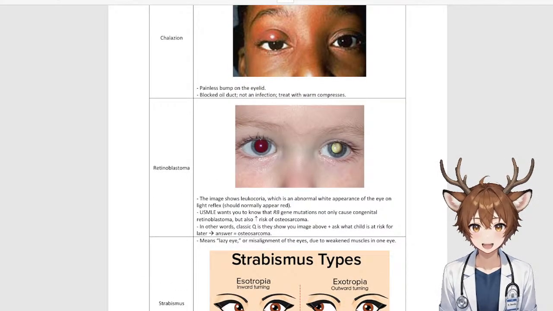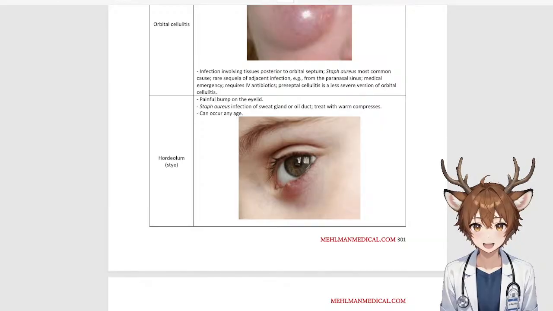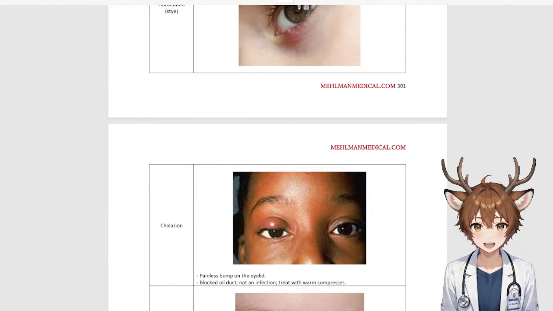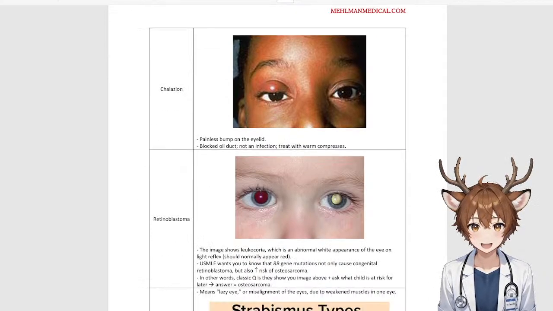I would say warm compresses. Warm compresses, I think, would be more accurate grammatically. So again, styes you can treat with warm compresses. And for chalazions, you treat with warm compresses.